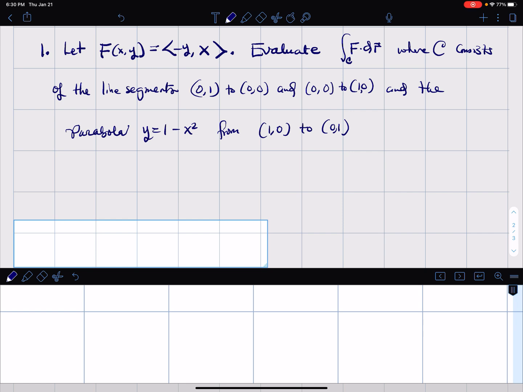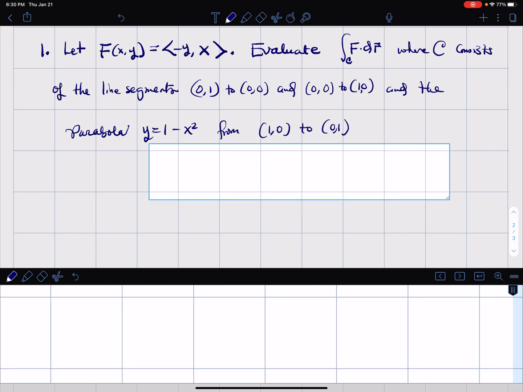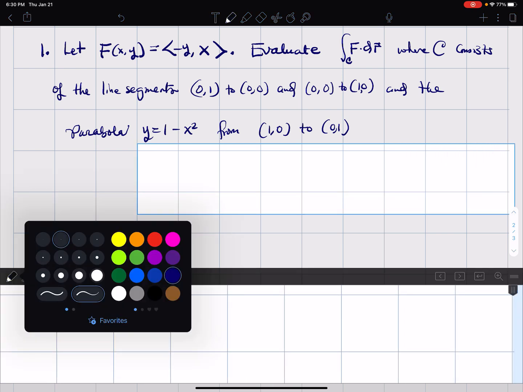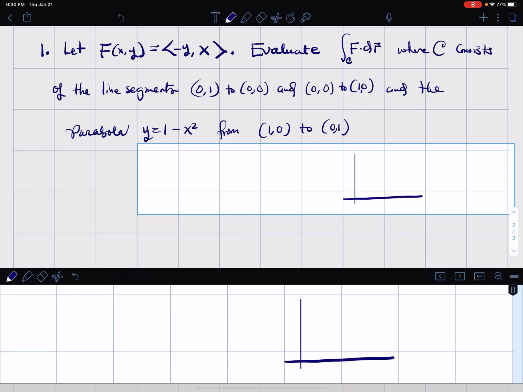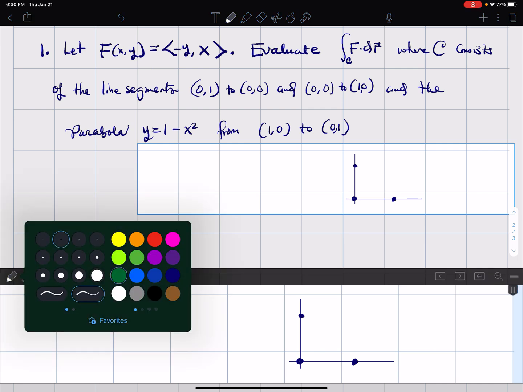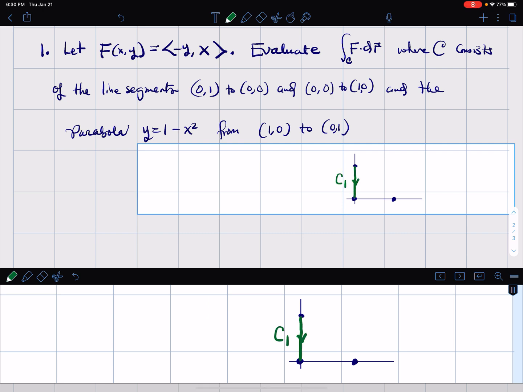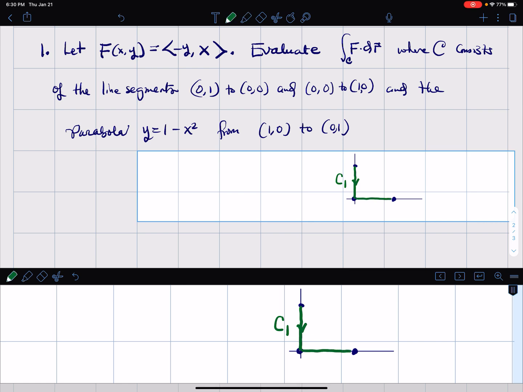Okay, so let's look at what we're dealing with. We have the region, this is our x-axis, y-axis. We have the line segment from 0, 1 to 0, 0. So this is 0, 1 here, and then we're going to 0, 0. Then from 0, 0 to 1, 0, and then from 1, 0 to 0, 1 again. So we have the line segment here, call this C1, then another line segment, call it C2, and then the parabola, like that, call this C3, okay?